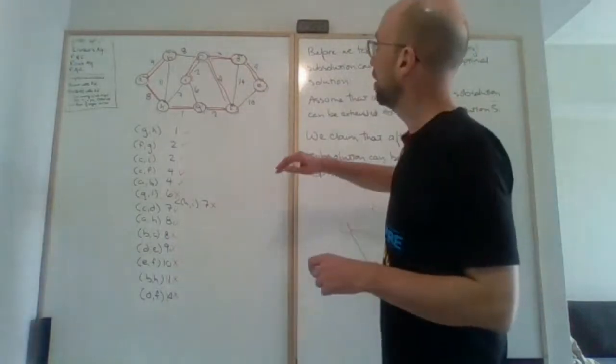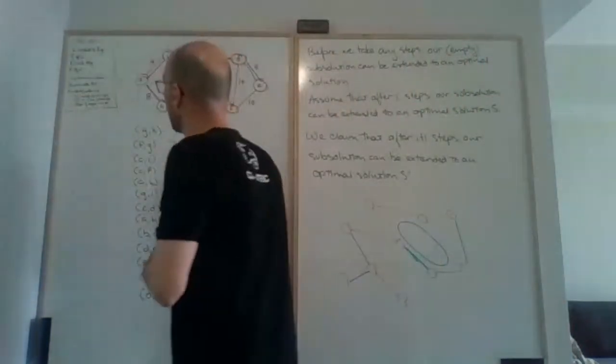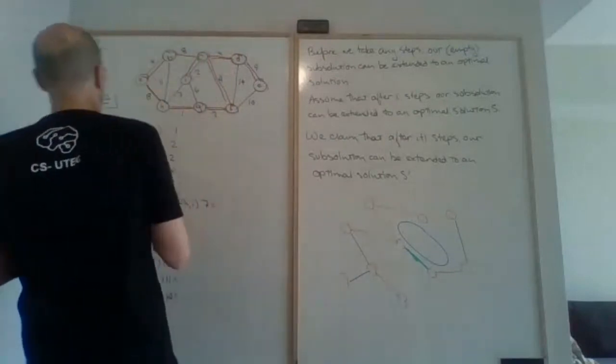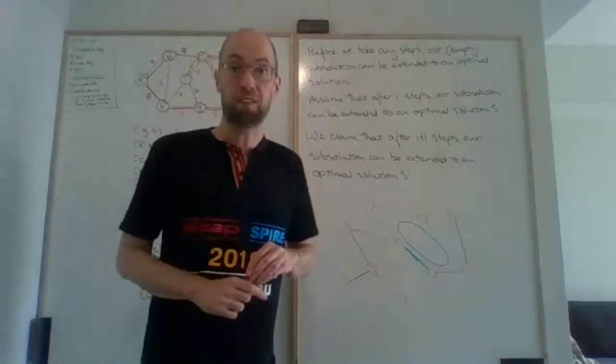So now that's the proof of correctness. Kruskal's algorithm, proof of correctness. Prim's algorithm is a bit different.